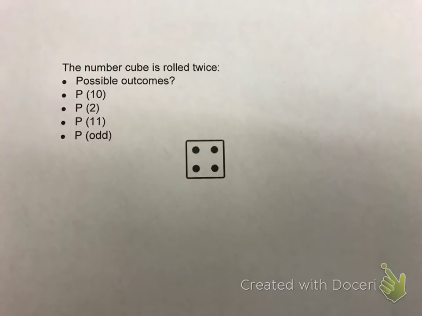Now let's look at a number cube or dice. Well, we're rolling it twice. So on one number cube by itself, there are 6 possible outcomes. On the second roll, obviously, there are another 6 possible outcomes. And remember, the key mathematical operation is multiplication. 6 times 6 equals 36. So there are 36 possible outcomes when you roll a number cube twice. This would be the same thing if you had 2 number cubes and rolled them at the same time.